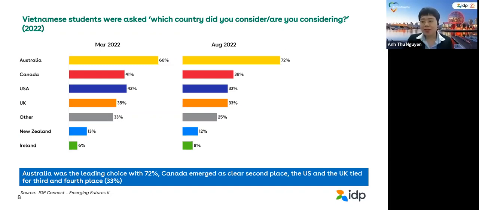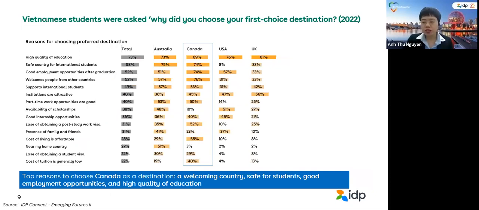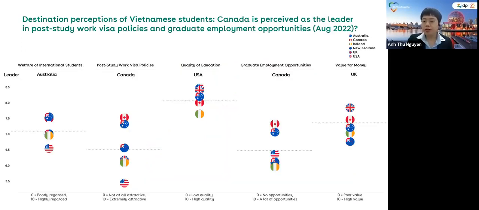The second question we asked the students was, why did you choose your first destination? The top reasons to choose Canada as a destination are a welcoming country, safe for students, good employment opportunities, and high quality of education. And about Vietnamese students' perception of Canada, they think that Canada is a leader in post-study work visa policy and graduate employment opportunities.